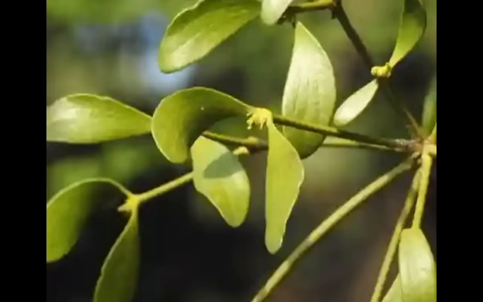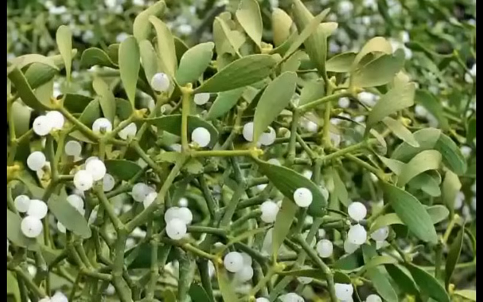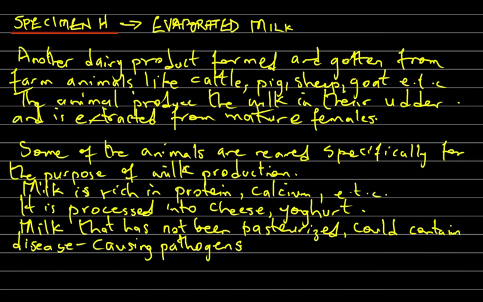And then we move to the next specimen, which is our specimen H, evaporated milk. Evaporated milk is gotten from milk, but when it becomes coagulated, when it is being processed, that is when it becomes evaporated milk. So it is another dairy product gotten from farm animals like cattle, pigs, sheep, goats. All of those mammals are the ones that produce this particular milk that we're talking about.